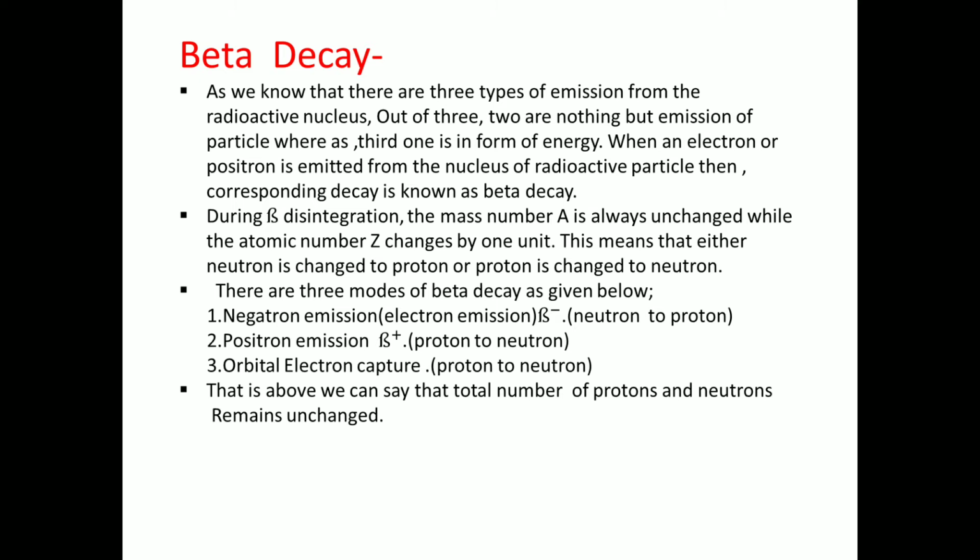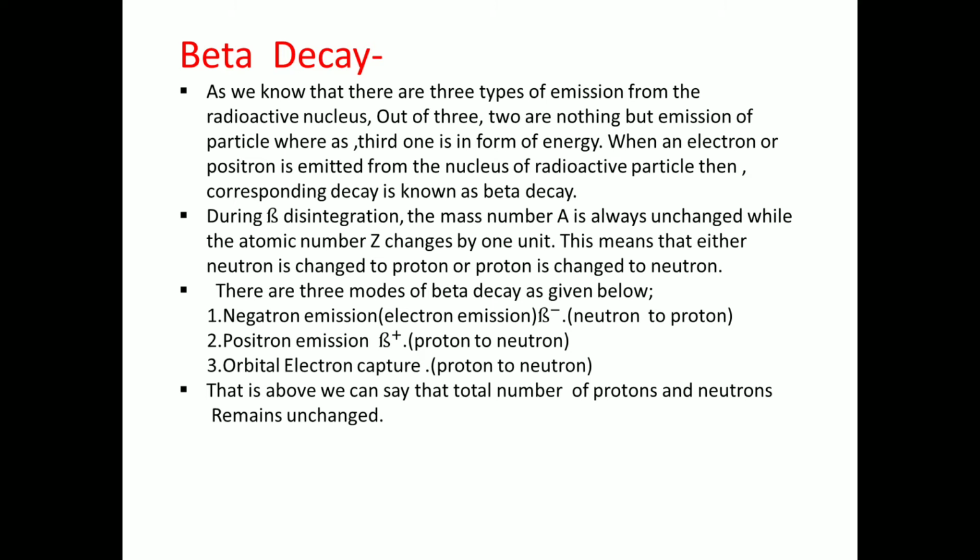Now what is beta decay? When an electron or positron is emitted from the nucleus of a radioactive particle, then the corresponding decay is known as beta decay. During beta disintegration, the mass number A is always unchanged while the atomic number Z changes by 1 unit. This means that either a neutron is changed to a proton or a proton is changed to a neutron.